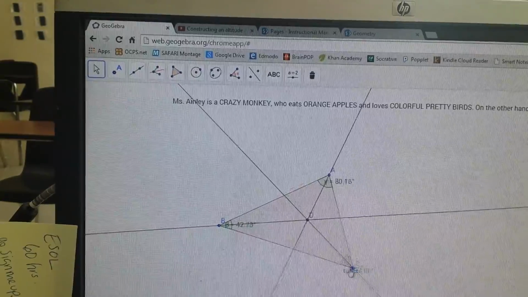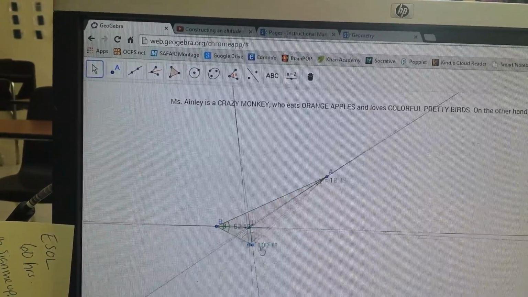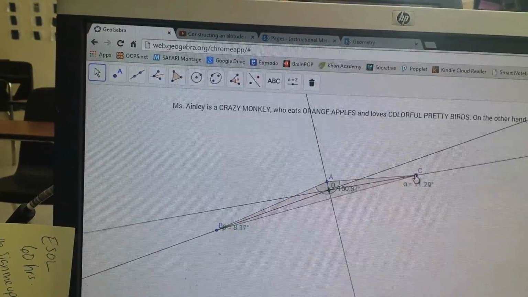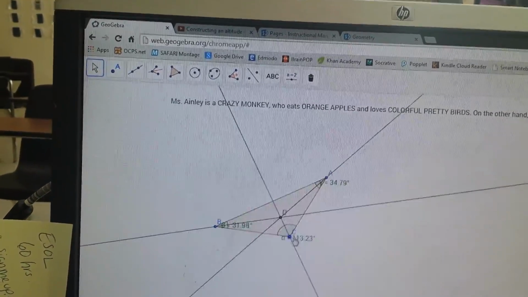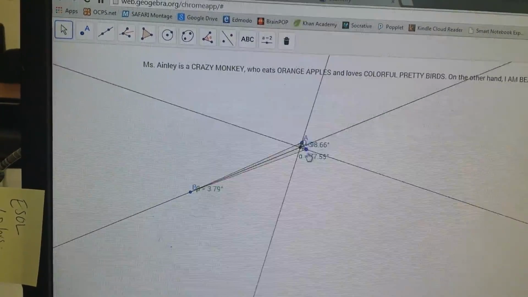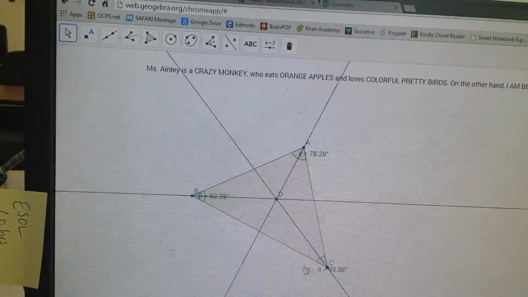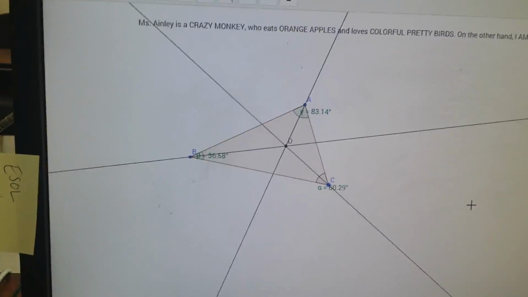What happens when we change the triangle? All right, it just moves around, but inside the triangle. So it doesn't matter what the degrees are. Your incenter is always in the triangle. So the way I think of it, in is inside. In, inside. So this is your incenter. Perfect. All right.